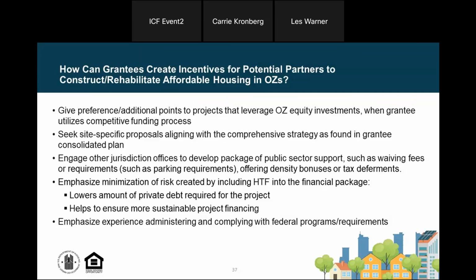Additionally, the trust fund requires regular inspections and long-term monitoring, and that includes looking at the financials of a project. So funded projects are regularly subject to outside evaluation. Any financial red flags will be identified pretty quickly, right? These projects operate under careful oversight. And then finally, the grantee should toot their own horn and emphasize their experience administering and complying with complex federal programs and requirements.